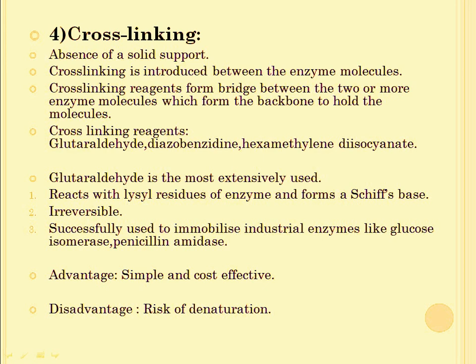Glutaraldehyde is the most extensively used cross-linking agent. It reacts with lysyl residues of the enzyme and forms a Schiff's base. It is an irreversible process, successfully used to immobilize industrial enzymes like glucose isomerase, penicillin amidase, etc. The advantages are that it is simple and cost effective, and the disadvantage is the risk of denaturation because it is an irreversible process.